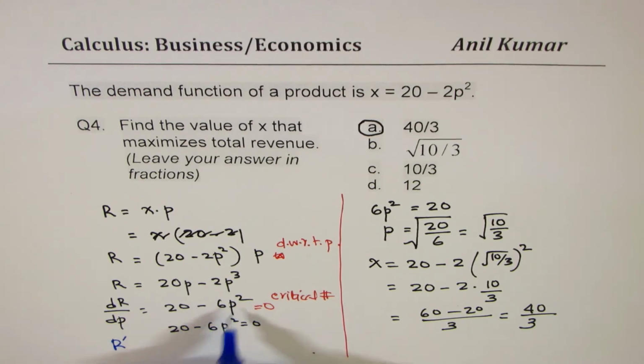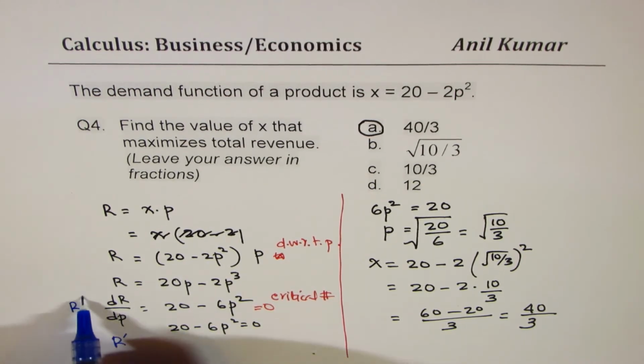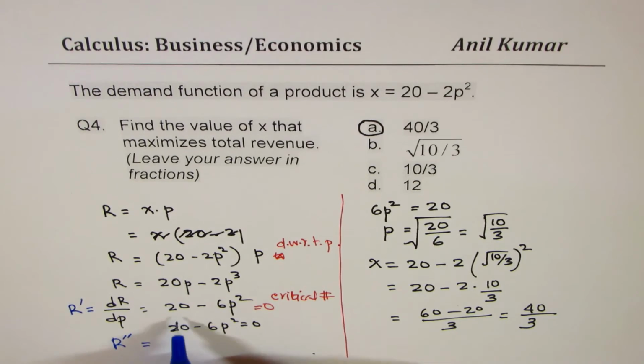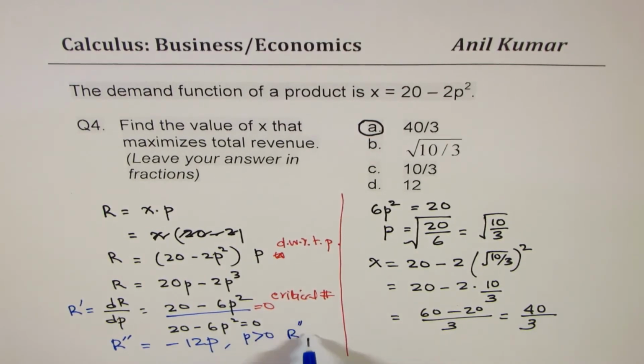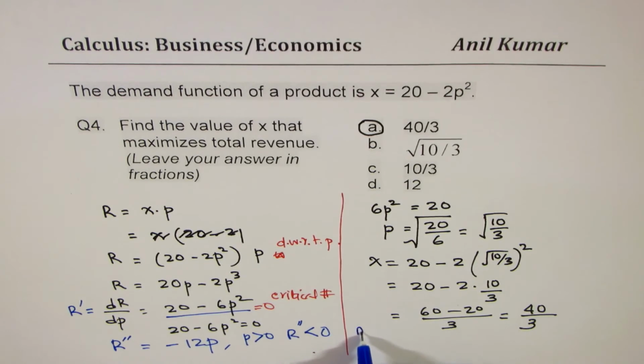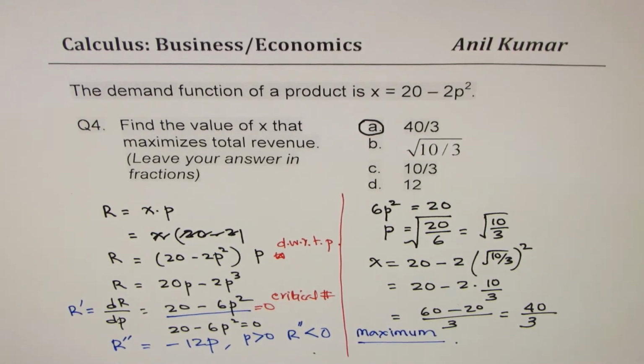20 minus 6p squared. Let me call this as first derivative. Then the second derivative of this is going to be minus 12p. Now since p is greater than 0, the second derivative is less than 0. It is minus 12 times p, right? So that ensures that we have a maximum, since for second derivative to be less than 0 ensures maximum. So I hope that point is well taken care of, correct?